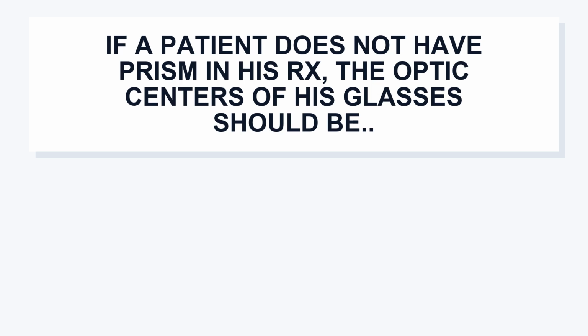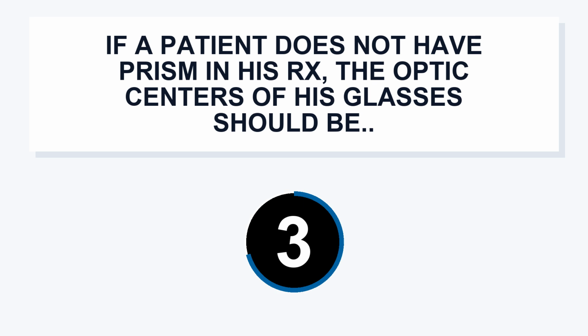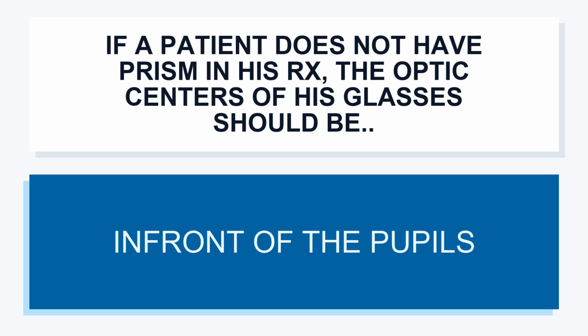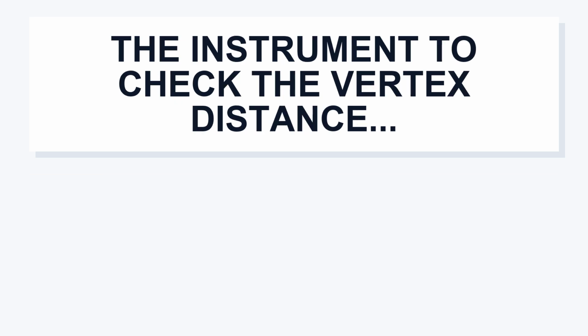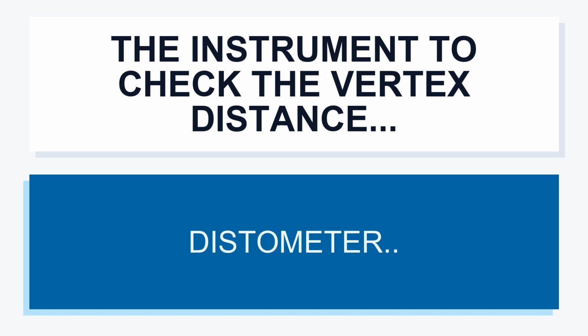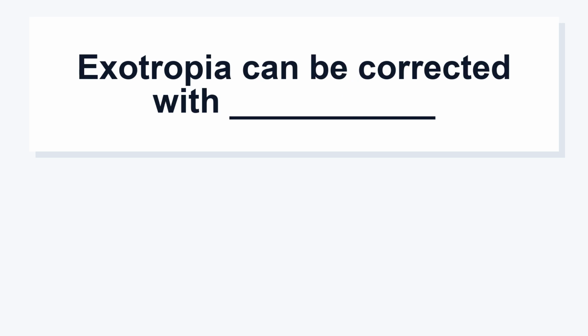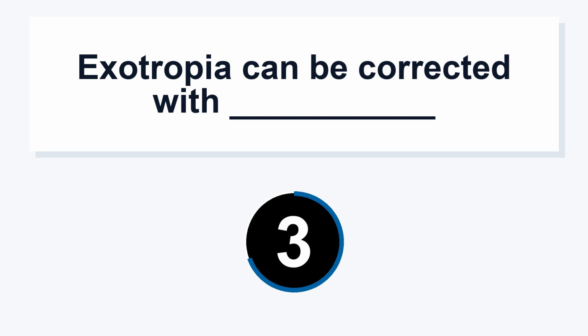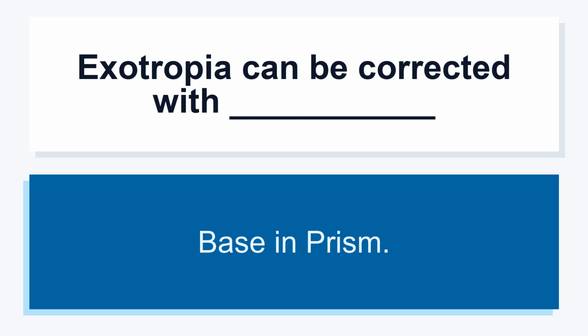If a patient does not have prism in his Rx, the optic centers of his glasses should be in front of the pupils. The instrument to check the vertex distance: distometer. Exotropia can be corrected with base-in prism.